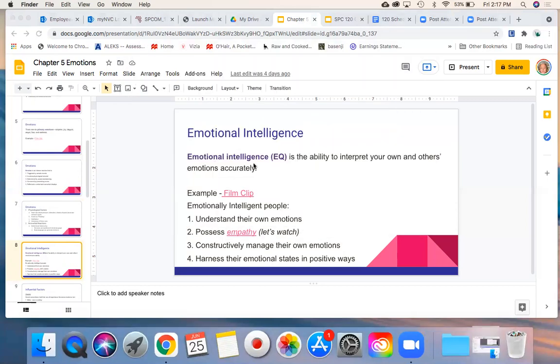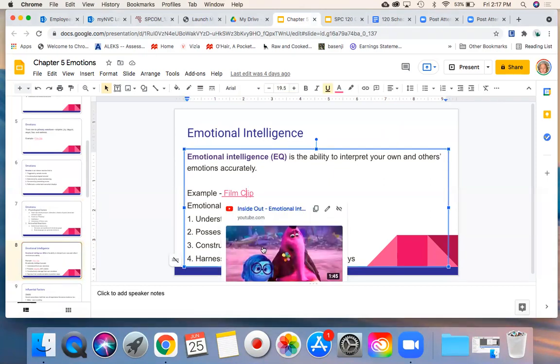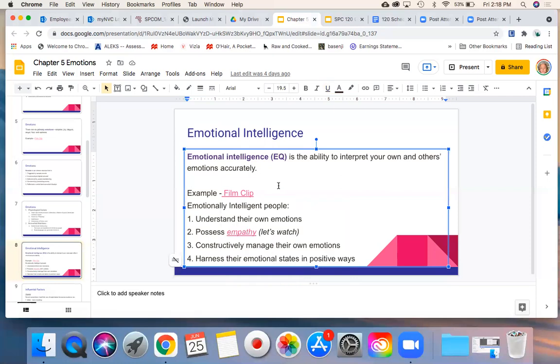Okay. Its initials are EQ. It's the ability to interpret your own and others' emotions accurately. Again, there's a film clip. These are all, I believe, because I watched them recently, all from Inside Out.